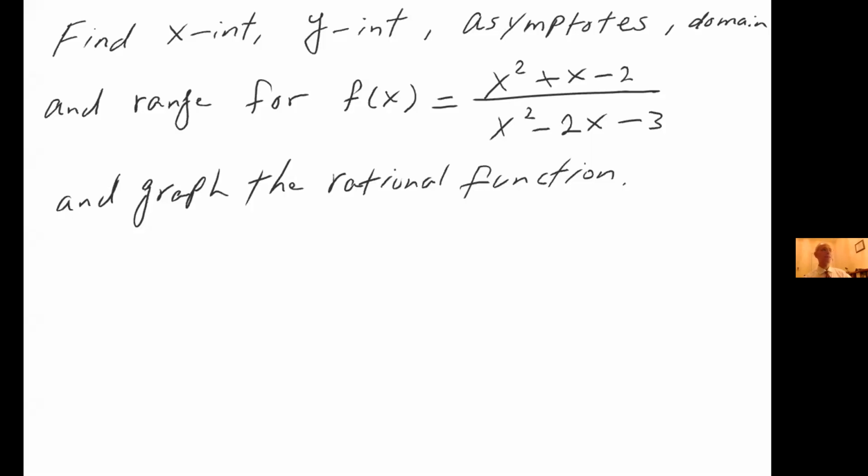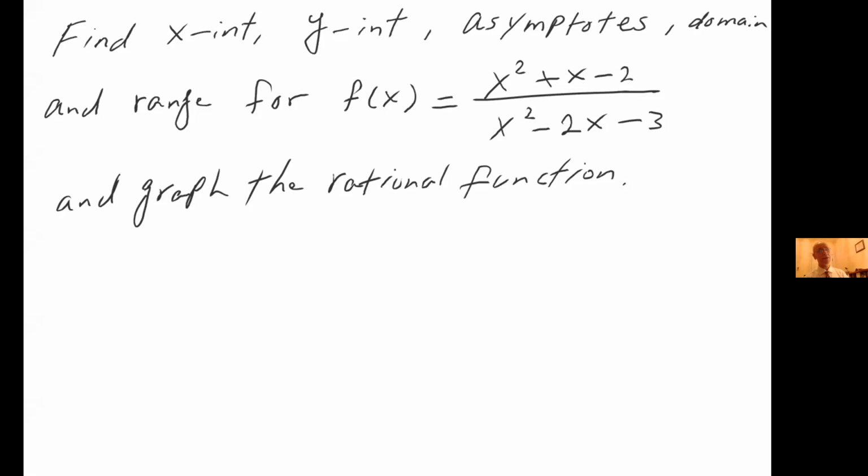So we're trying to find the x-intercept, y-intercept, asymptotes, domain, and range for f of x equals x squared plus x minus 2, all over x squared minus 2x minus 3. And finally, we are going to have to graph this rational function.